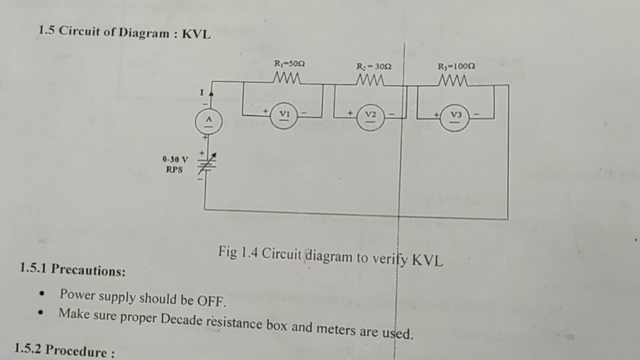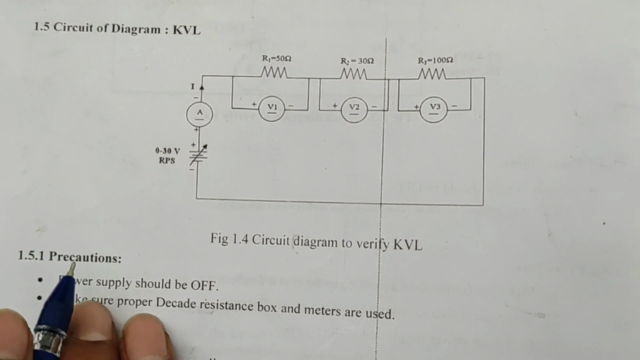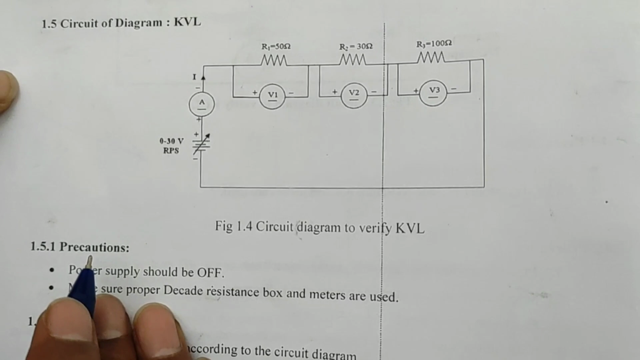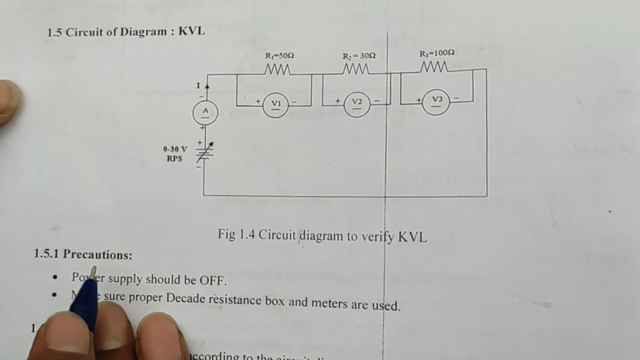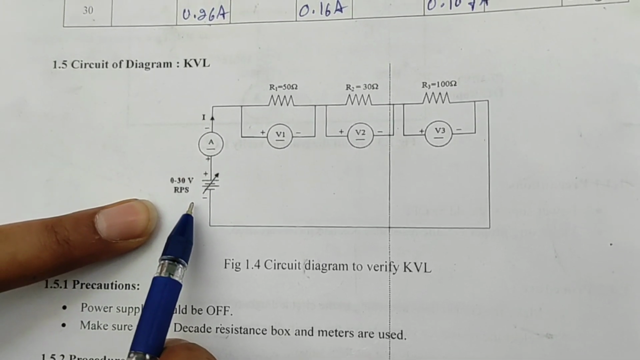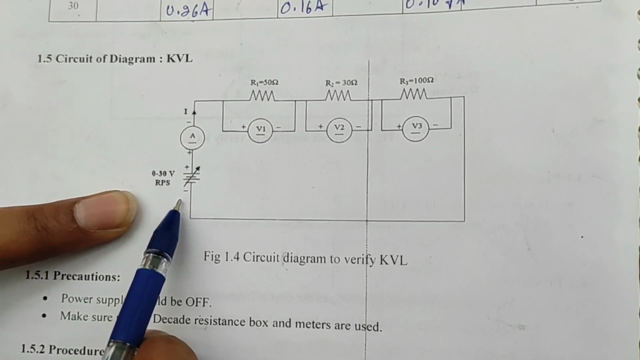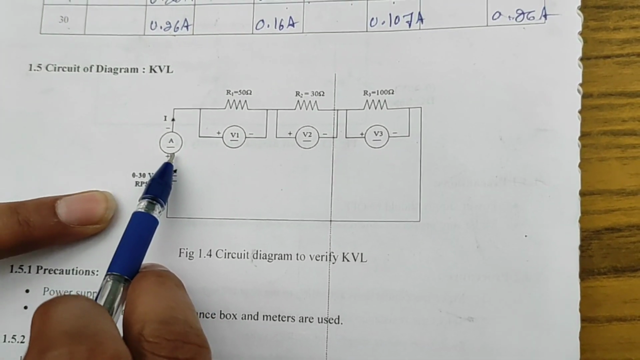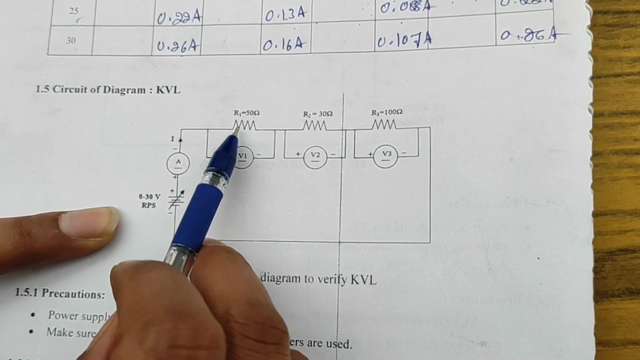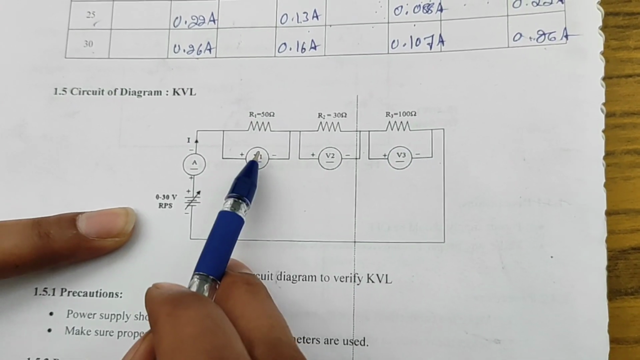Hello. So now we'll see how to conduct the experiment of Kirchhoff's voltage law. And in order to do that, as you know, we need one regulated power supply to vary the voltage from 0 to 30, an ammeter to measure the current, and 3 resistors which are connected in series.